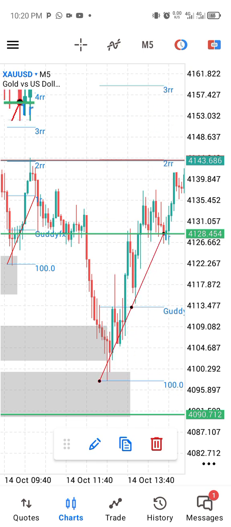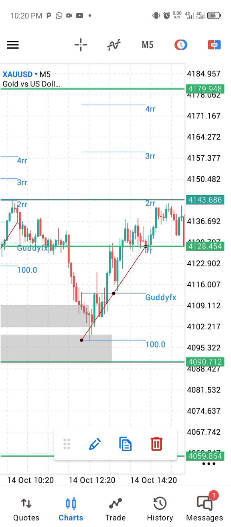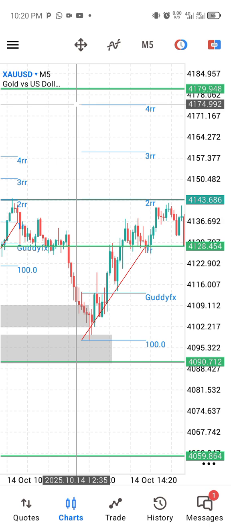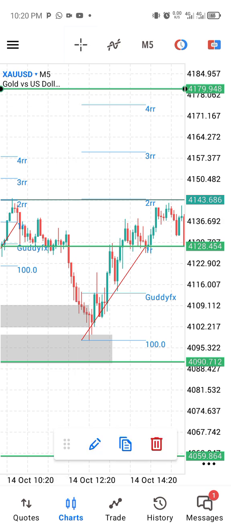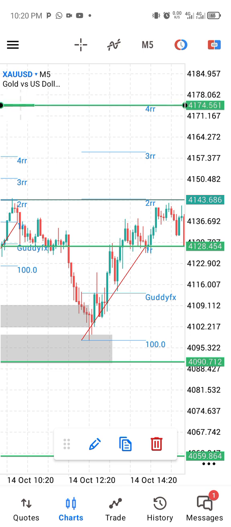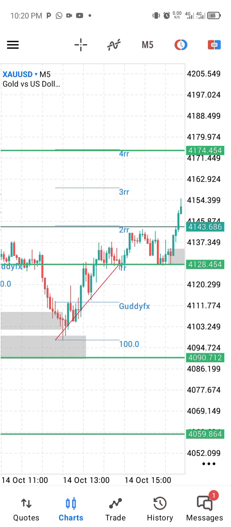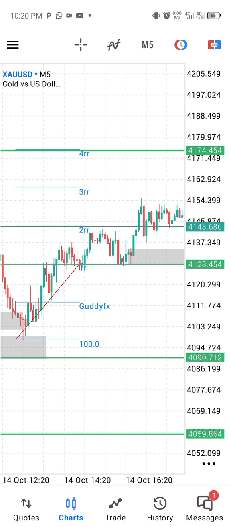Now our 1:4 will be at 41.74. This is our next 1:4. So that is what we have here. Then looking at the market, you can see that the market is trading up to our 1:4, but it has not delivered yet.